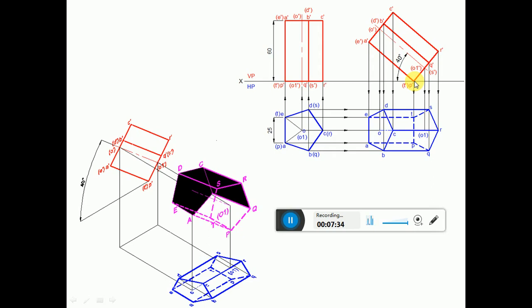Then by using the protractor, you measure an angle of 40 degrees with respect to the XY line here. And from here you measure an angle of 50 degrees with respect to the XY line. That is, the base will be inclined to the XY line at 50 degrees, and this rectangular face is going to be inclined at 40 degrees, because this rectangular face and this axis are parallel. So from this point you draw a line inclined at 40 degrees, and similarly from this point the base at 50 degrees.